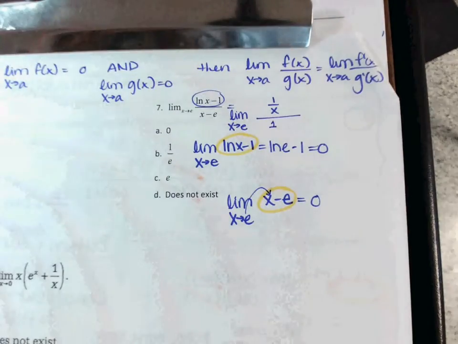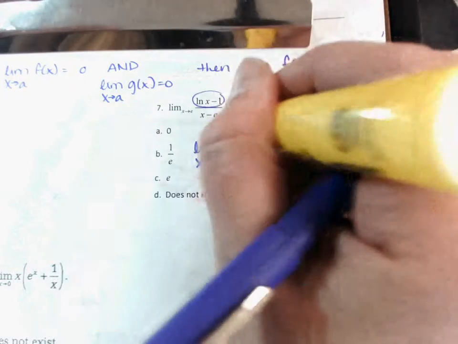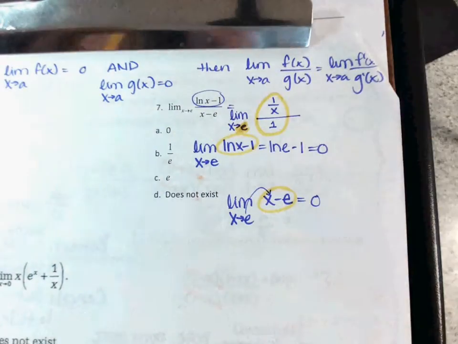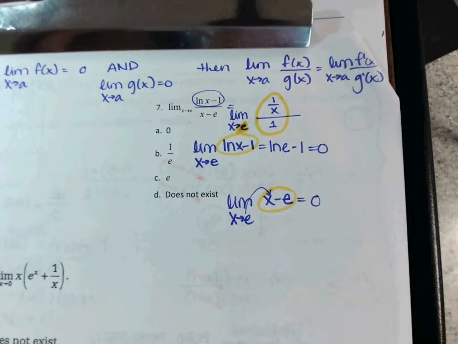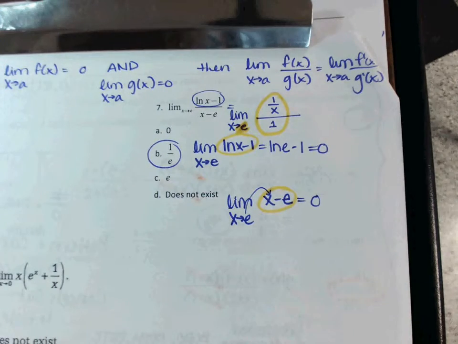So I take the derivative of the top, I get 1 over x. Take the derivative of the bottom, I just get a 1. And then I take my e and plug it in. Well, then what am I going to get? What is that the same as? 1 over e. Good. Answer choice B.